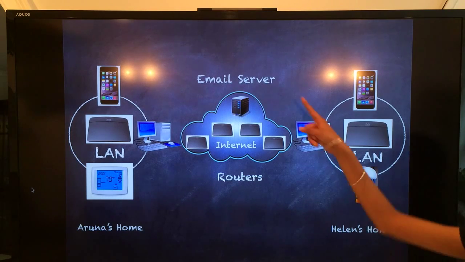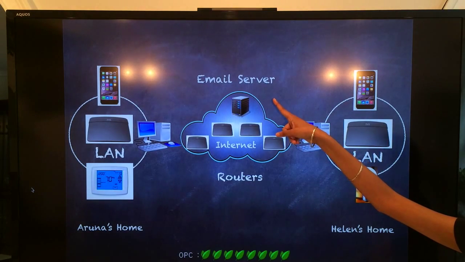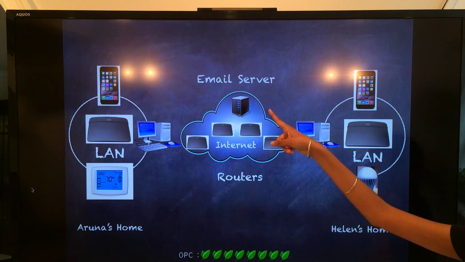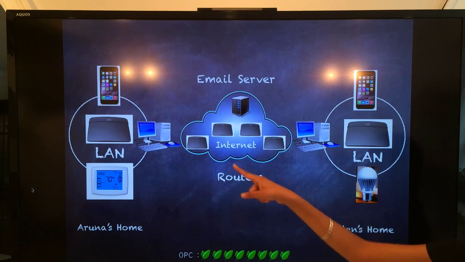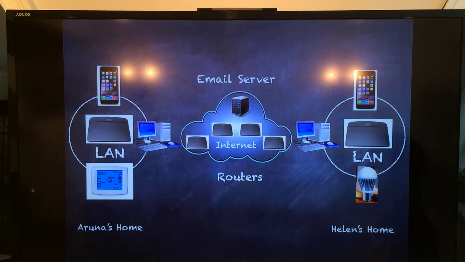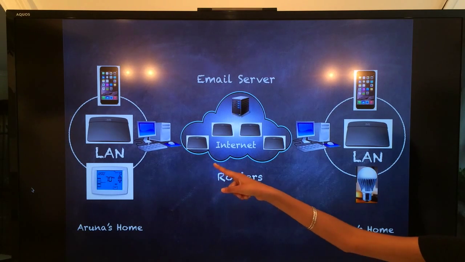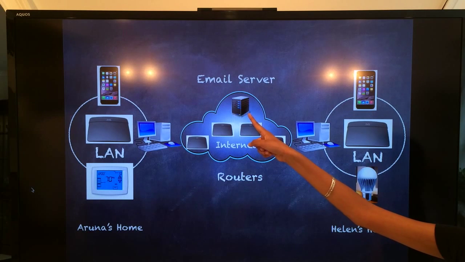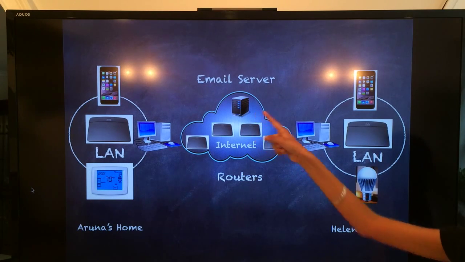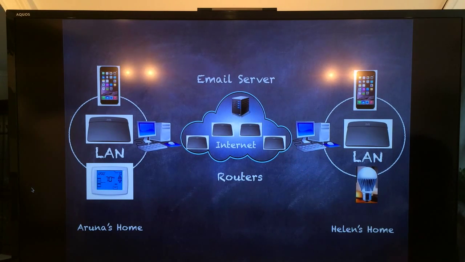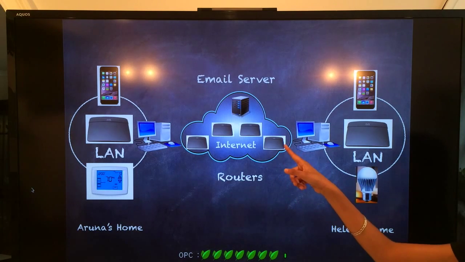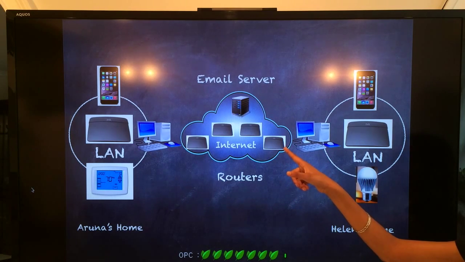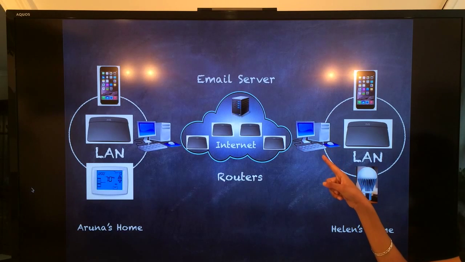And then there is an email server for emails to be stored. But before we come to the email server, within the internet there are a series of routers. And through these routers, the email is transferred and then stored in the email server until Helen decides that she wants to read my email. At this point, these routers will transmit my information in the email to Helen's house.